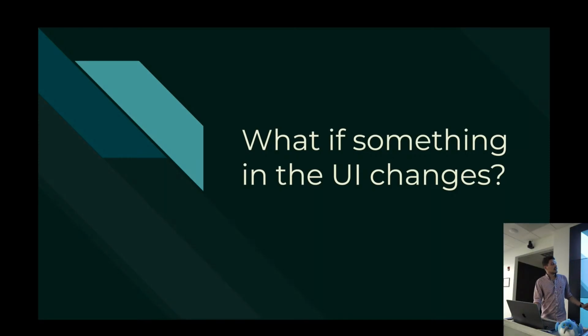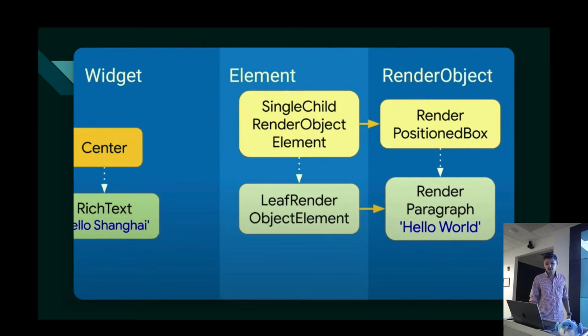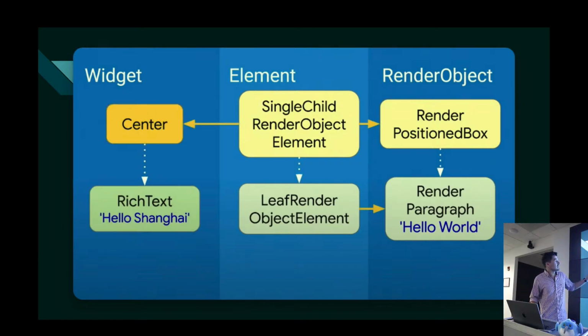But what if something in the UI changes? Well, Flutter will use this comparison that you can see with the keys and then also the runtime type. So let's say we wanted to change our text to Hello Shanghai. So we replace these two widgets with center and rich text. Because center and center are the same type, and rich text are the same type, even with different parameters, and the keys, we're not using them in this case, so we can assume they're the same, it will remove the old widgets from the widget tree.